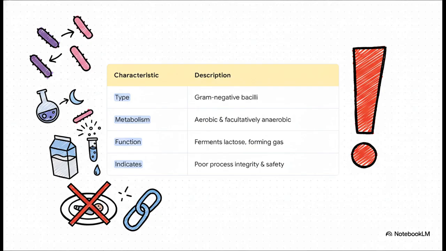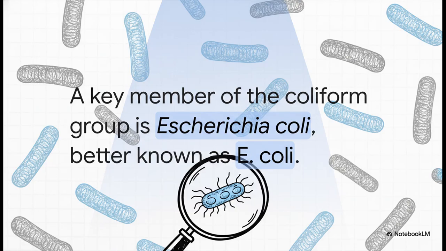But here's their signature move, the thing we look for. They ferment lactose, that's the sugar in milk, and when they do, they produce acid and gas. And that gas production is literally what scientists look for in a test tube. A tiny bubble is a positive result. Finding coliforms, especially in foods that are ready to eat, is a big red flag that something went wrong with sanitation or processing.